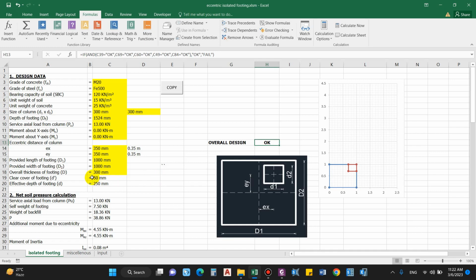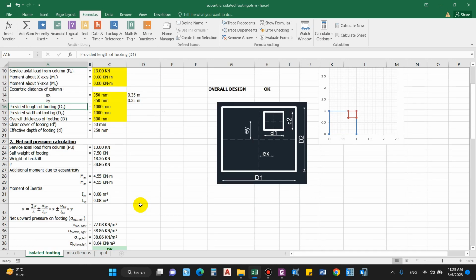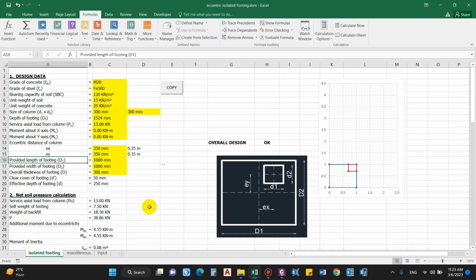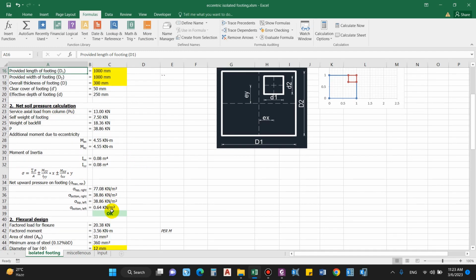So for now, for such loading, that is isolated footing subjected to an eccentric loading of 13 kN, we'll be providing a footing of length 1 by 1 meter and with depth 0.3 meter and main rebar and distribution rebar as 12 at 150, and that should be sufficient. So the main idea of this video was to make clear about the eccentric isolated footing, that is the idea of how to compute soil pressure and check for all aspects.